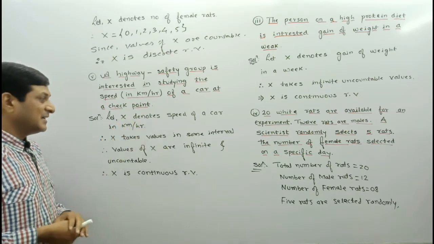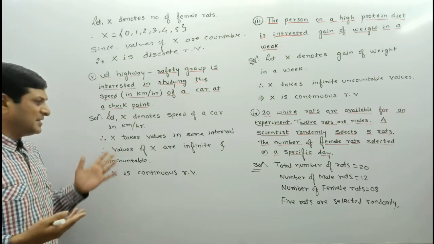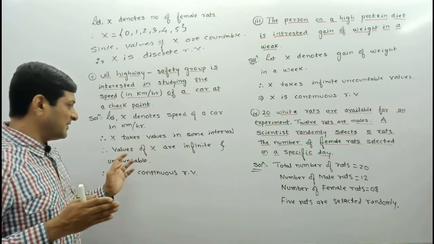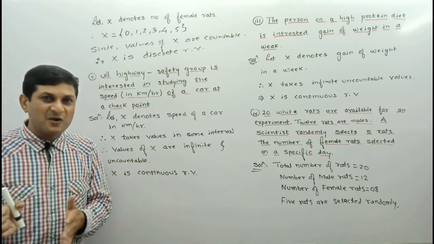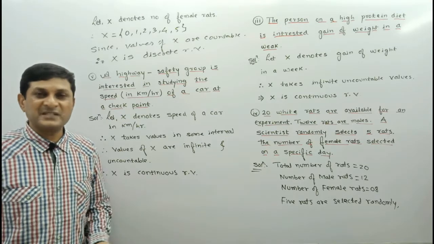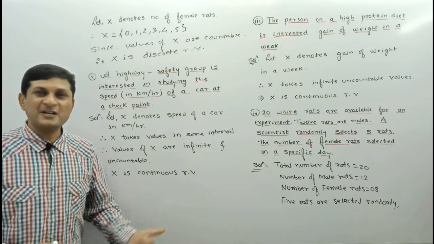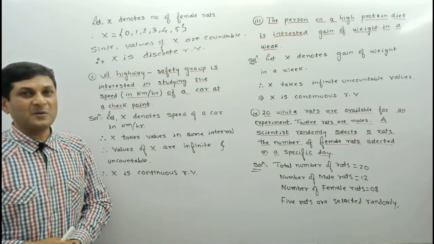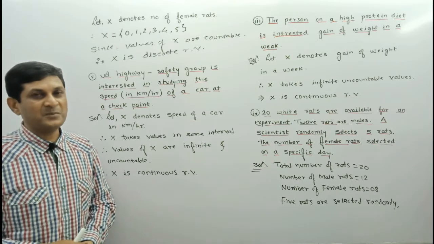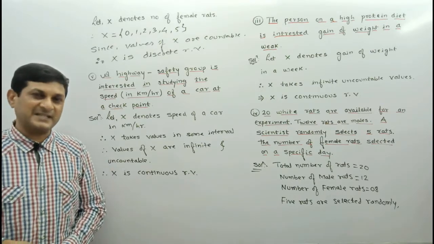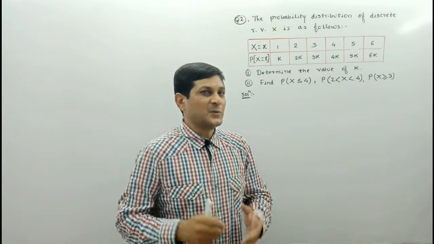where x denotes what? Speed of a car in km/h, and here x takes the values in some interval. That's why we can say that value of x is infinite and uncountable, and if the value of x is infinitely uncountable, we can conclude that x is what? Continuous random variable. In this way we have completed 5 examples from question number 1 of second part of this miscellaneous exercise. Now see the question number 2.